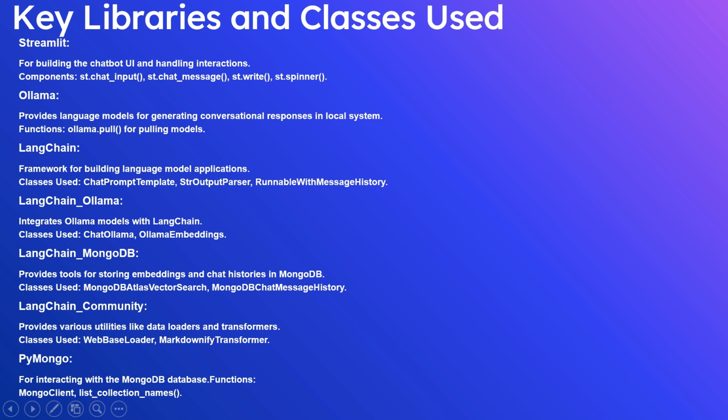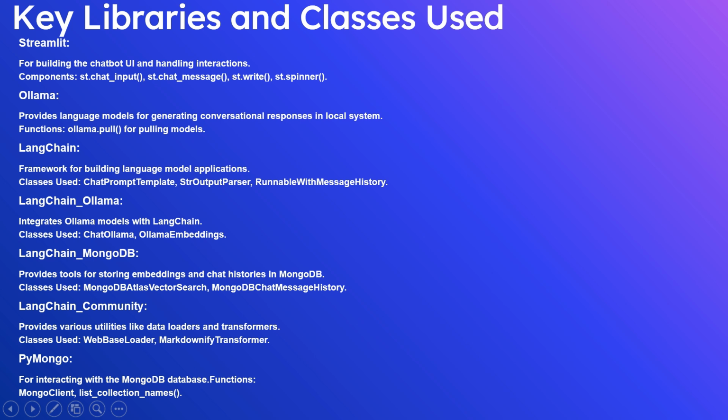Then Ollama, this provides language models for generating conversational response in local system. We can use something like ollama.pull for pulling the models. Then LangChain, this is the framework for building language model applications. We are using ChatPromptTemplate, StrOutputParser, then RunnableWithMessageHistory, some of these classes.